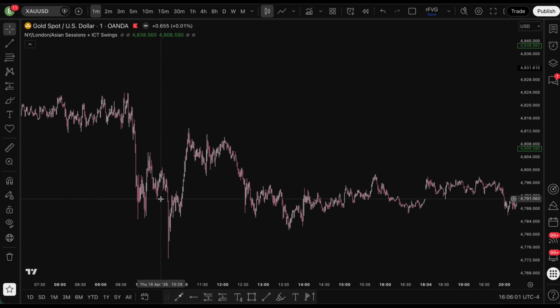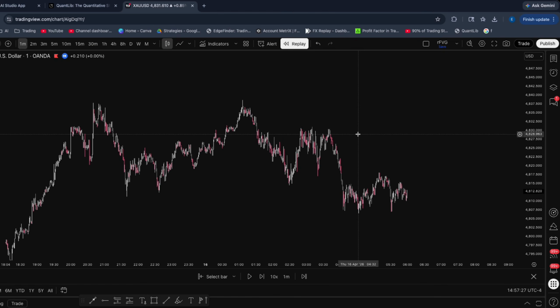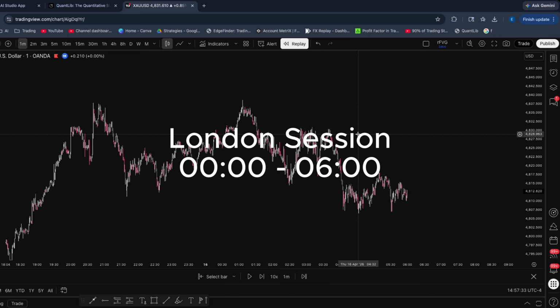Let's break this strategy down in 60 seconds. The pair we're trading and backtesting is obviously gold. The time frame we're executing on is the 1 minute time frame. The absolute first thing that we need to do is mark the London session high and the London session low. He uses midnight until 6 a.m. for London session high and low.